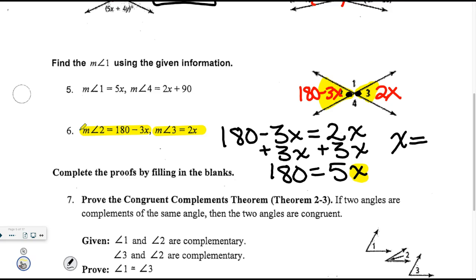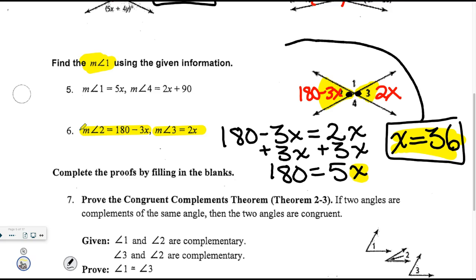What is 180 divided by 5? 36. Now be careful that you don't enter that, because I know you have to enter these on the computer. X is 36. It asks us to find the measure of angle 1. So we have to take that 36 and go dump it in. It says angle 1. Where's angle 1 on my picture? That's right next door. So we're going to go dump it in right here.